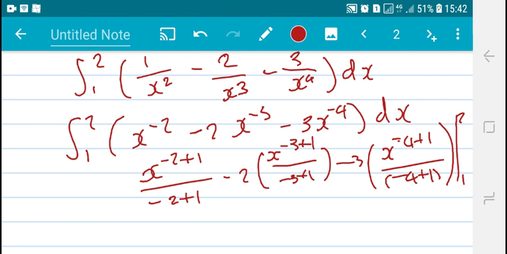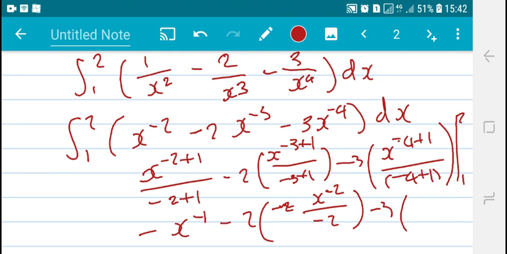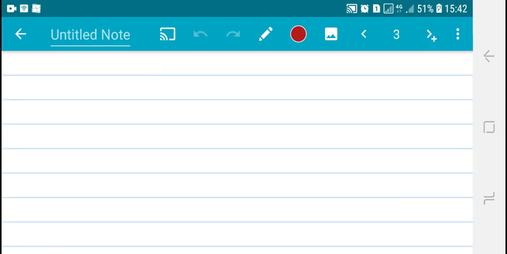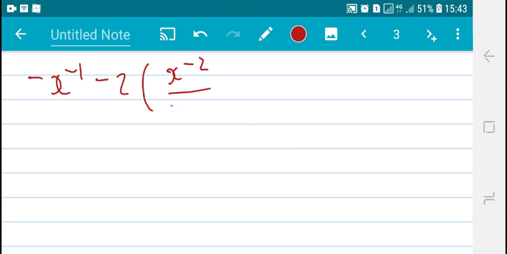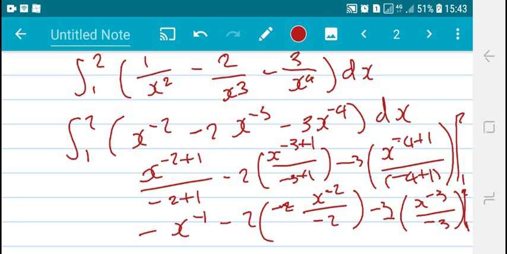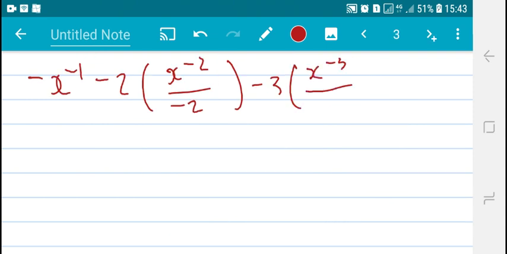So let's simplify the expression. It should be negative x to the negative 1, minus 2, negative 2, excuse me, x to the negative 2 over negative 2, minus 3 x to the negative 3 over negative 3, from 1 to 2. Okay, I'm out of space. So we just write this down: x to the negative 1 minus 2 x to the negative 2 over negative 2 minus 3 x to the negative 3 over negative 3.